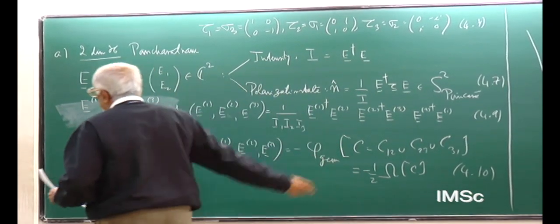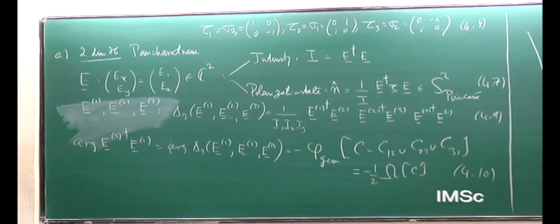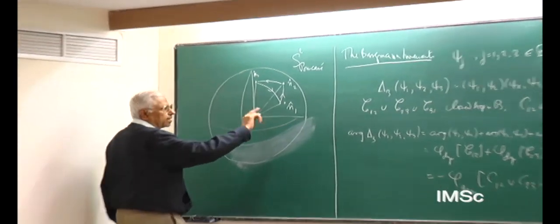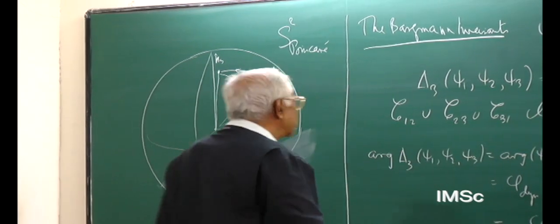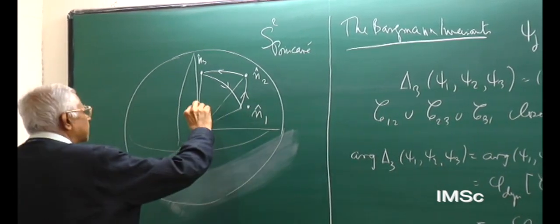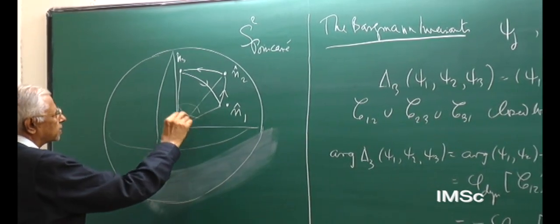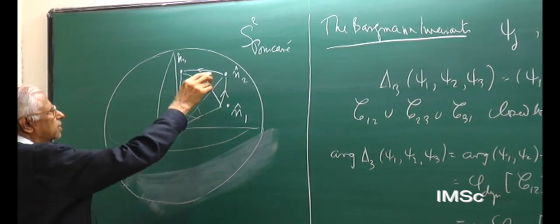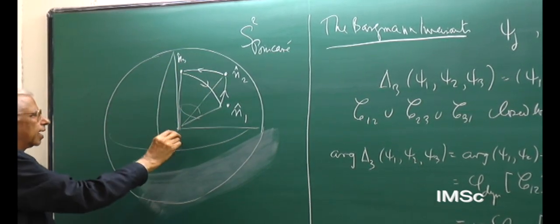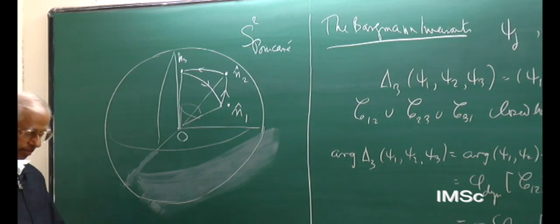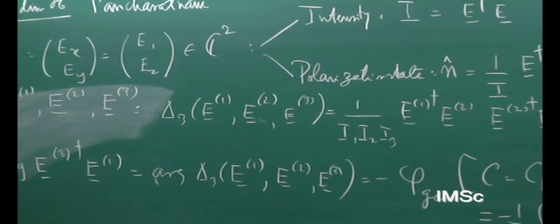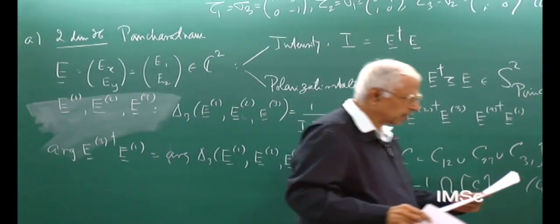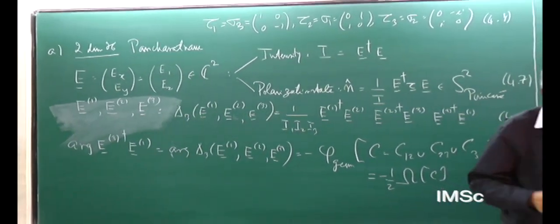When you do the calculation, a little bit of geometry plus algebra, you find that the geometric phase for that spherical triangle is exactly this solid angle subtended by the triangle at the origin of the Poincare sphere. So this is what Pancharatnam had discovered in 1956.